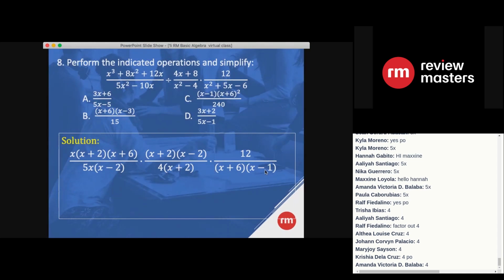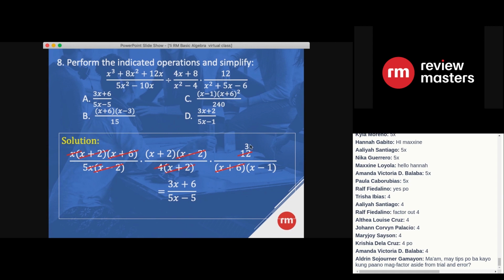Okay? And then let us try to see kung ano yung pwede nating i-cancel. Yung x plus 2 can be cancelled. X plus 6 can be cancelled. X minus 2 can be cancelled. Okay. X and X. What else? Can we still cancel? Okay. 4 and 12. So yung 12 mo magiging 3. Yung 4 mo mawawala. So the final answer, ano na lang ang natitira sa numerator? You have 3 times the quantity x plus 2. So that is 3x plus 6 all over x. That is 5 times x minus 1. So that is 5x minus 1.